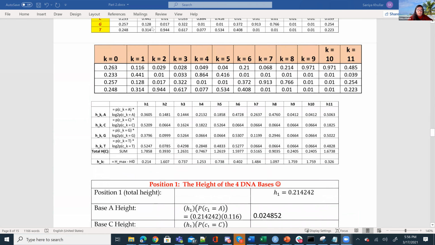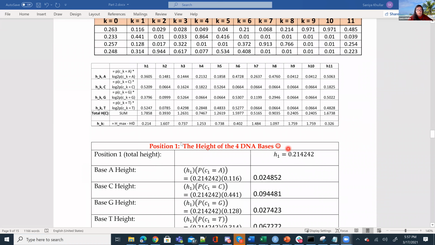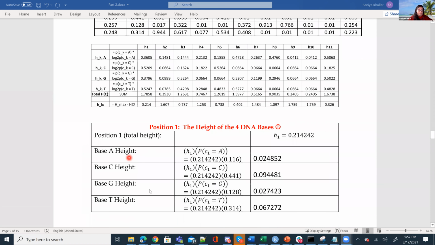So I don't want to confuse you. What we're going to do is take our total height that we got at each spot. We know that it's this value here. Then we multiply that height by the probability of observing that base in that location. That gives us the height in each spot for A, C, G, T. So why is this different? You might be wondering, shouldn't this be the same as this value here?